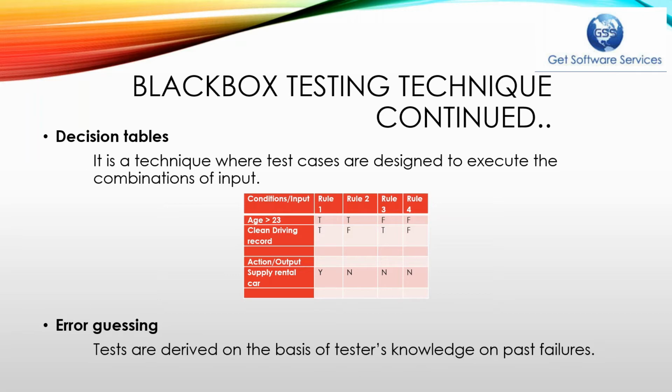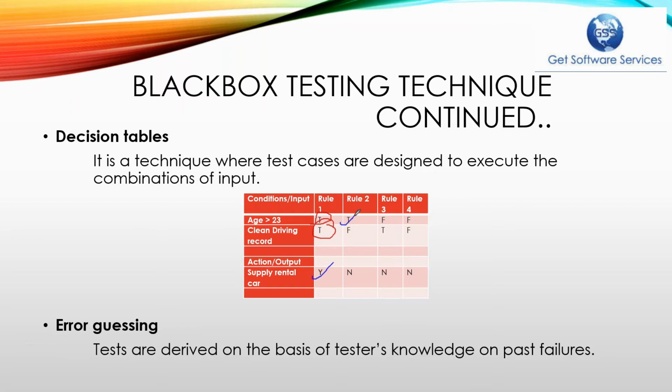Now let's say there is a requirement which says you can give a rental car to a person whose age is greater than 23 and has a clean driving record. Now I need to test who should be given the rental car and who should not be given the rental car. So I will write a decision table like this. So I can test all the combinations. If age is greater than 23 and has a clean driving record, then he should be supplied with a rental car.